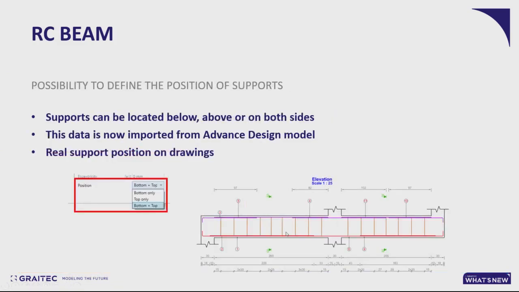Now we have the possibility to define the position of supports. So again, now advanced design modules can distinguish whether these supports are from the columns above or below, or even coming from both above and below in the drawing. So as you see here, you can define the positioning of the column in the supports, and it will automatically create the drawings for you as you see here.